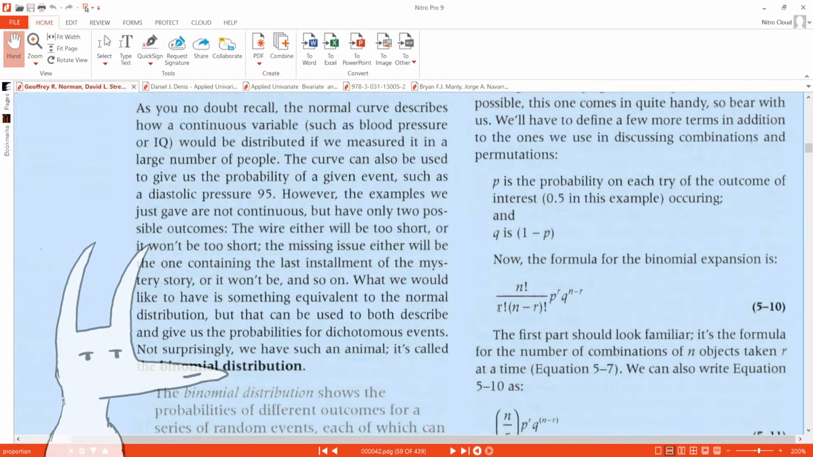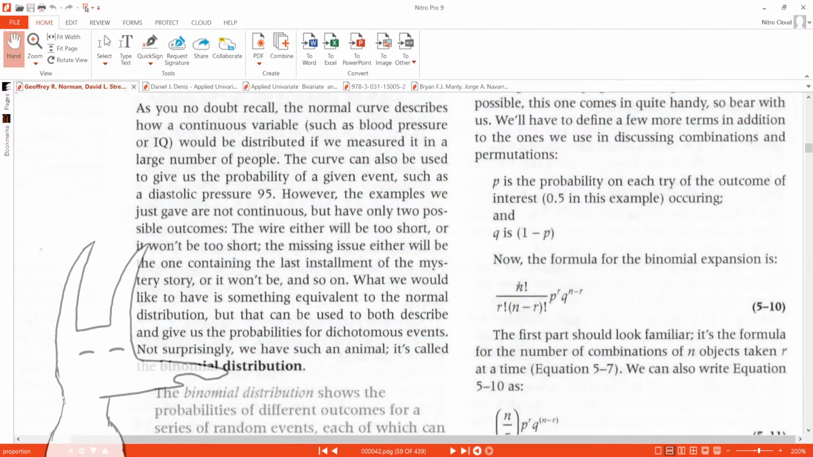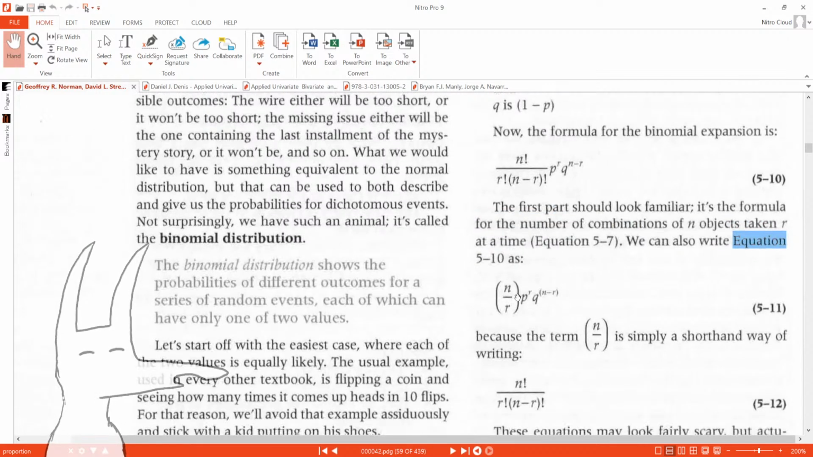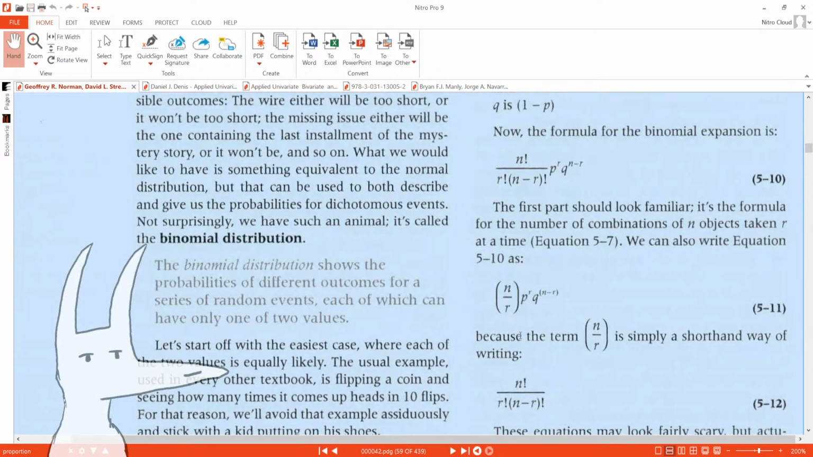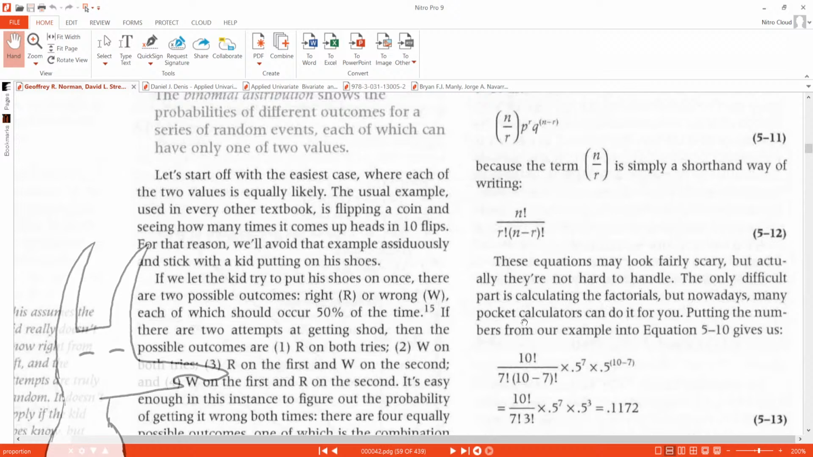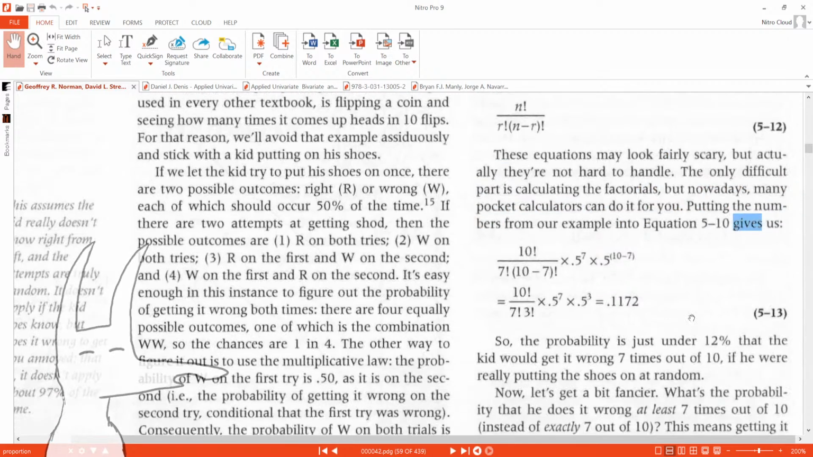So this is the combination formula, and this is the rest. The first part should look familiar. It's the formula for the number of combinations of n objects taken r at a time. We can also write equation 5.10 in shorthand, because the term nCr is simply a shorthand way of writing that. These equations may look fairly scary, but actually they're not hard to handle. The only difficult part is calculating factorials, but nowadays many calculators can do it for you.